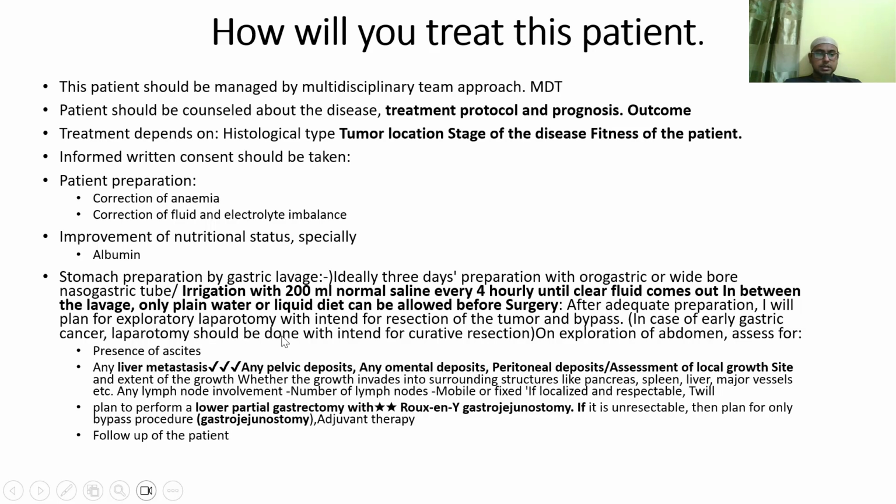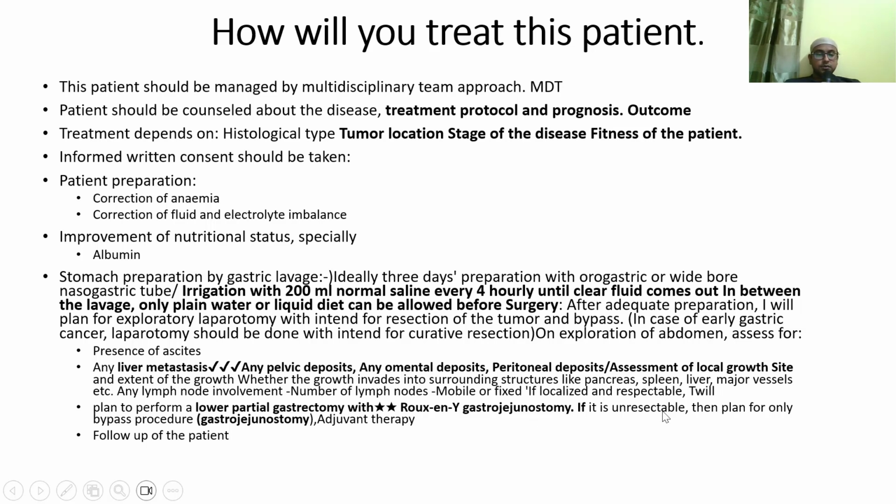In case of early gastric cancer, laparotomy should be done with intent of curative resection. On exploration of the abdomen, assess for the presence of ascites. Ascites is a danger sign, a sign of advanced malignancy. Check whether any liver metastasis is present, whether there are omental deposits or peritoneal deposits, and assess the local growth sites. Then plan to perform lower partial gastrectomy with Roux-en-Y gastrojejunostomy.